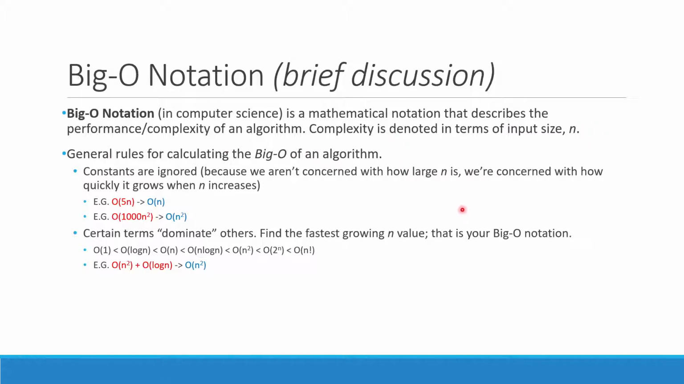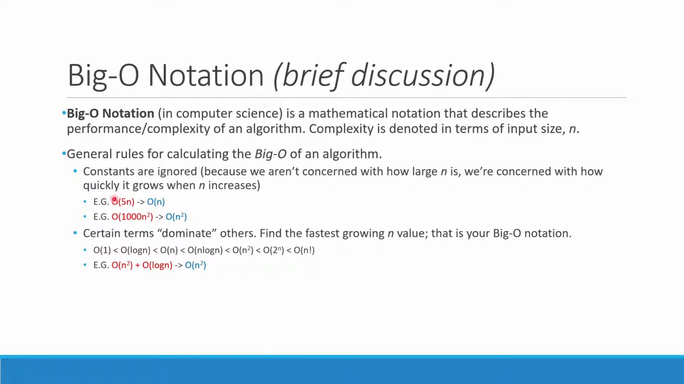Okay? Now, if you're ever calculating the Big O notation for a particular algorithm, there's two general rules that you need to follow. So the first rule is that constants are ignored. So I listed two examples here, right? So let's say that you calculated the big O for an algorithm to be 5 times the input size, so 5n. Here's the thing. We ignore constants. So this O of 5n would actually simplify to O of n, okay?